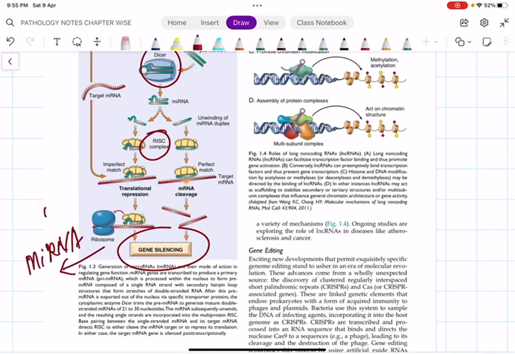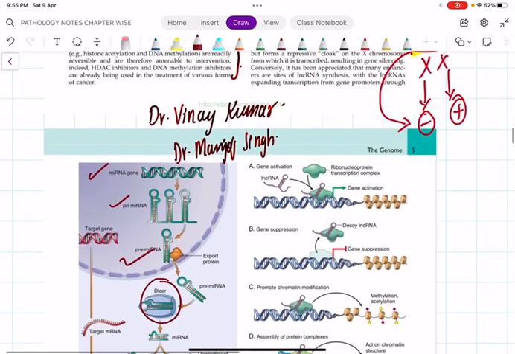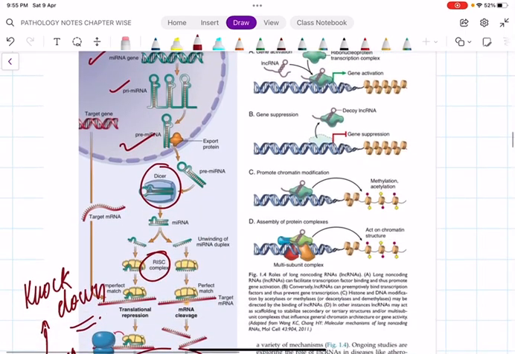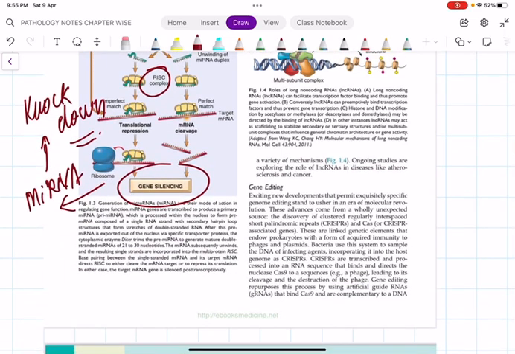At that time, you have to remember one more thing. What is that called? Knockdown technology. I hope it is clear for you. Next, also long non-coding RNA. For long non-coding RNA, remember just one point, XIST. Then comes gene editing.